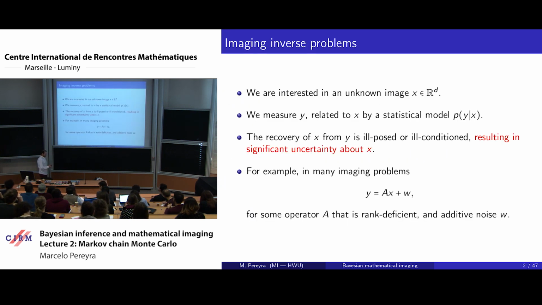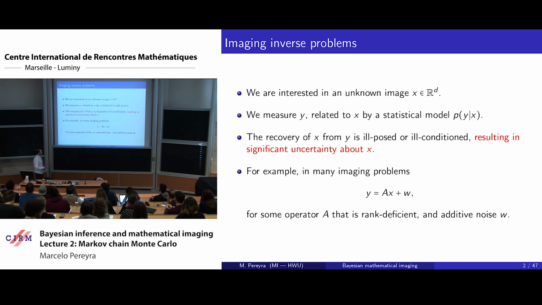So again, we're interested in recovering an unknown image x. We don't observe x, we observe y. And we agree that we're going to model the relationship between x and y with a statistical model, basically with a conditional distribution of y given x. And recovering x from y is ill-posed or ill-conditioned, so it's not an easy problem. What that means in plain language is that there's a lot of uncertainty about x after observing y. So I can't really tell you what's the image that generated the data.